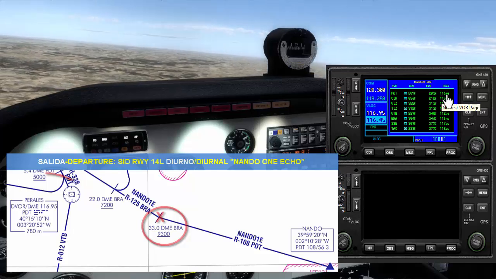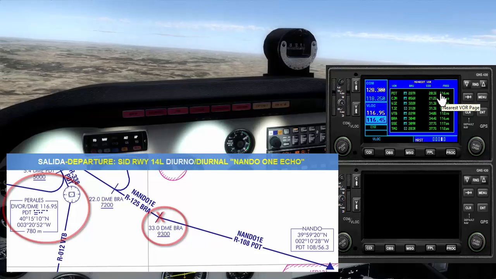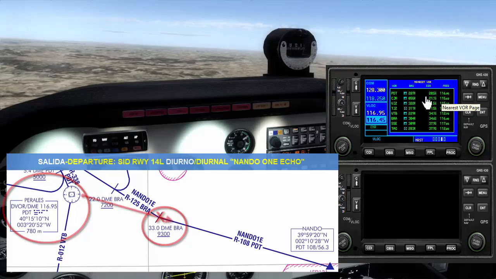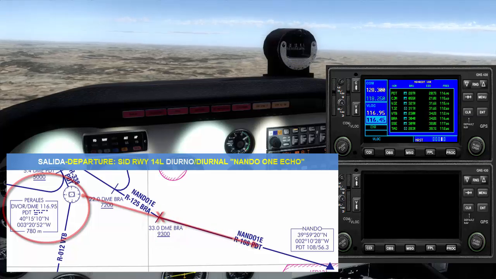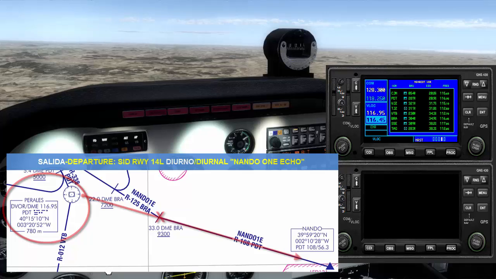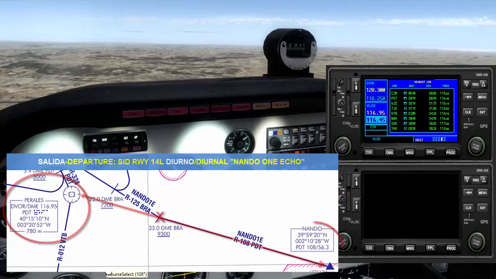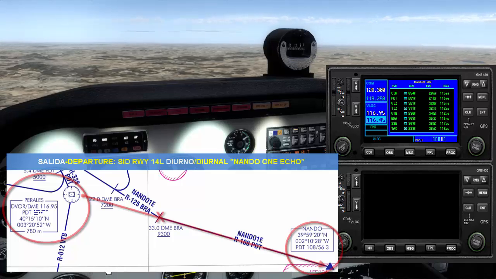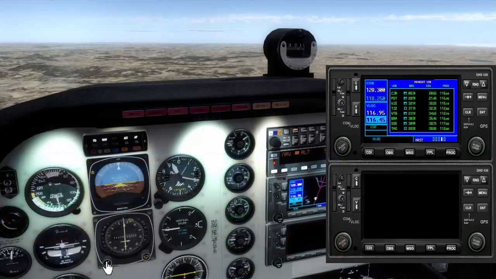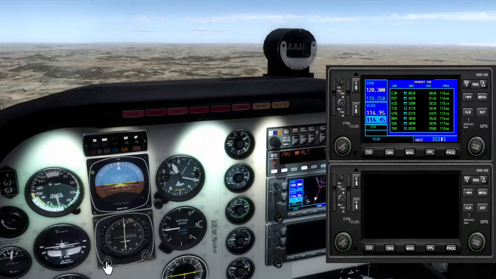Okay, so basically we are doing exactly what the departure chart is telling us, and you can see the second circle. We have reached the Bravo Romeo Alpha point there that I am showing you with an X, and right now we are following what the animated arrow is telling you, that we are following the radial 108 from the Papa Delta Tango VOR to reach a particular point that is called NANDO. Okay, so we will reach NANDO, and when we reach NANDO we can connect with our enroute chart.